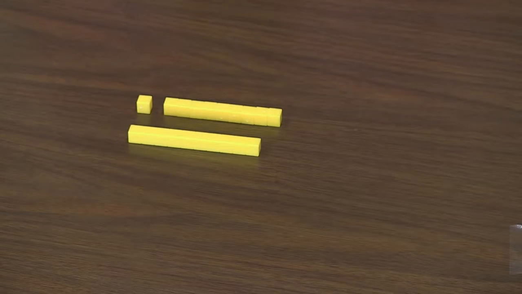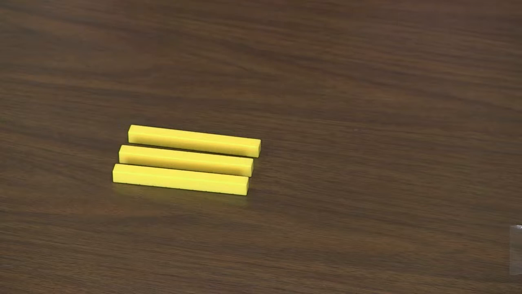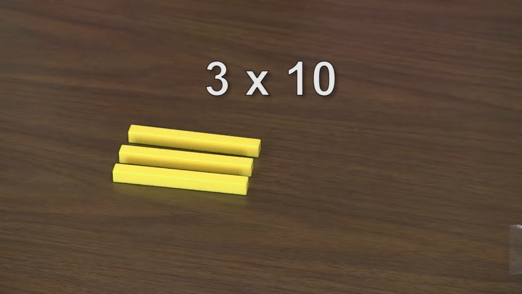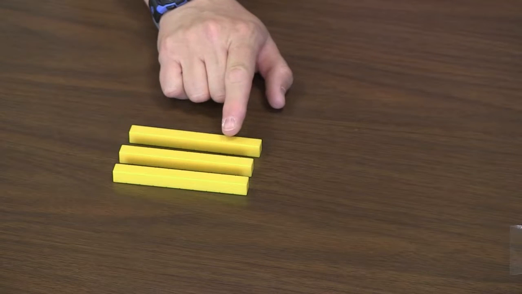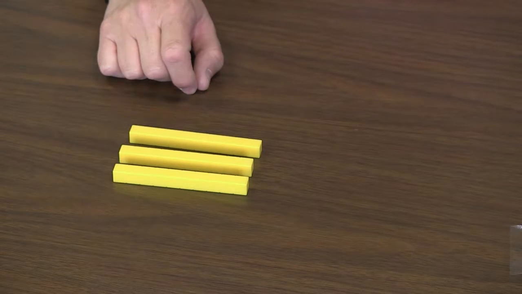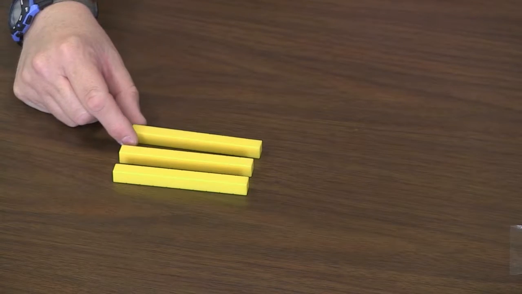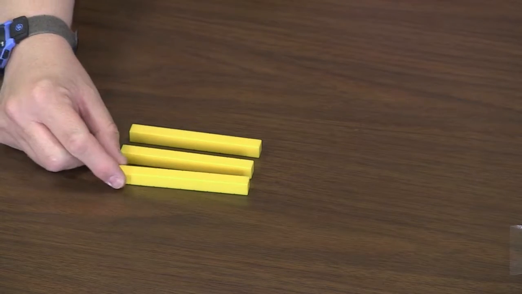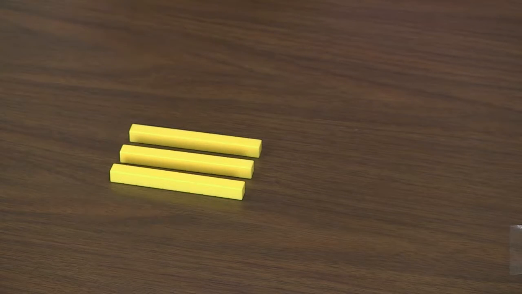Instead of making a 3 by 4 array like we did in the last lesson, I'm going to make a 3 by 10 array. How many single units would there be in this array? We can figure it out by writing a multiplication equation, which would be 3 times 10. We could count the single units to find out the answer to the multiplication problem. We could count by tens, 10, 20, 30, or we could just multiply 3 times 10, which is 30.